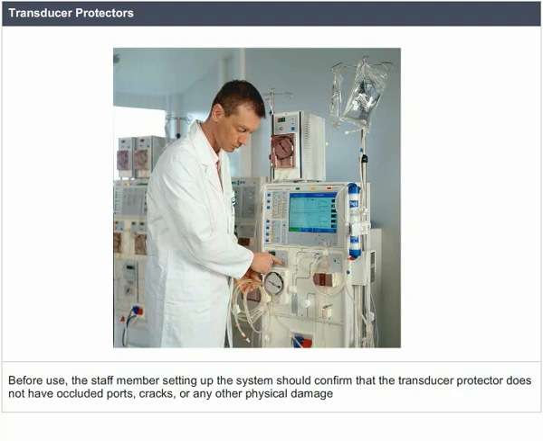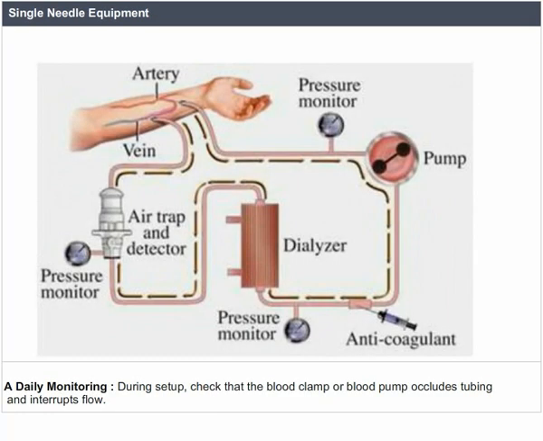Before use, the staff member setting up the system should confirm that the transducer protector does not have occluded ports, cracks, or any other physical damage. Single needle equipment, a daily monitoring.